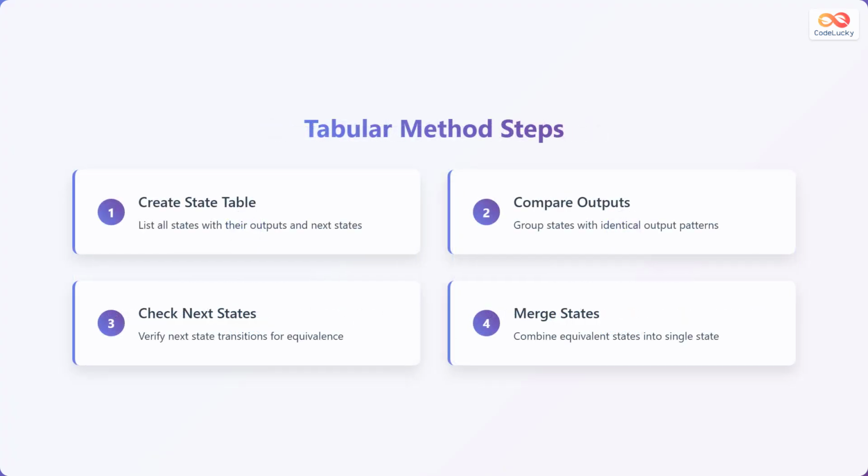Let's break down the tabular method into a series of steps. Step 1. Create a state table. List all states with their outputs and next states in a tabular format. Step 2. Compare outputs. Group states with identical output patterns. These are potential candidates for equivalence. Step 3. Check next states. Verify that the next state transitions for the potential equivalent states are also equivalent. Step 4. Merge states. Combine the equivalent states into a single state, simplifying the state machine.